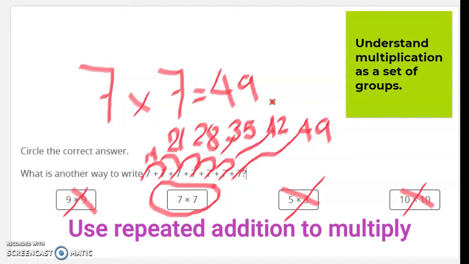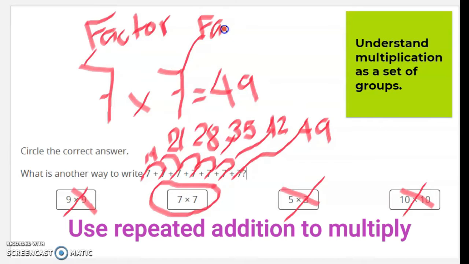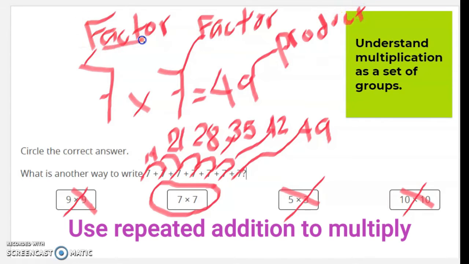Don't forget, in the multiplication we have factors, and the last part or the answer to multiplication is called product. These are the parts of a multiplication: factor, and product.